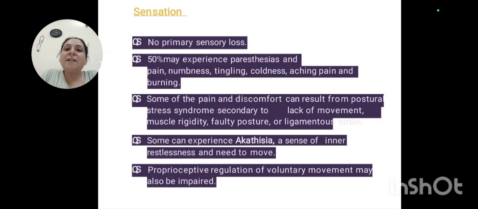The next point is sensation. Remember, in Parkinson's disease there is no primary sensory loss. It is totally a motor condition. Fine, there is no sensory loss, but sometimes the patient complains of numbness and paresthesias. This is because of the posture. It is not related to the sensory cortex or primary sensory loss. It is just because of postural stress syndrome. Because of the faulty posture and rigidity, he may experience numbness, tingling or cold aching sensations.